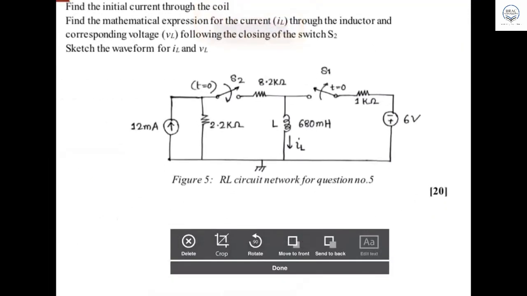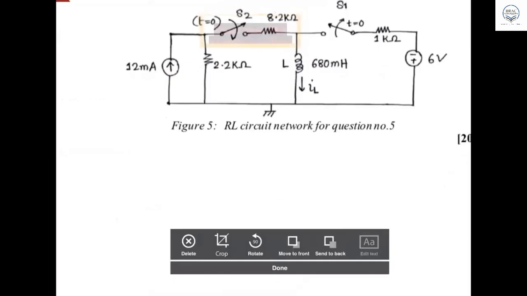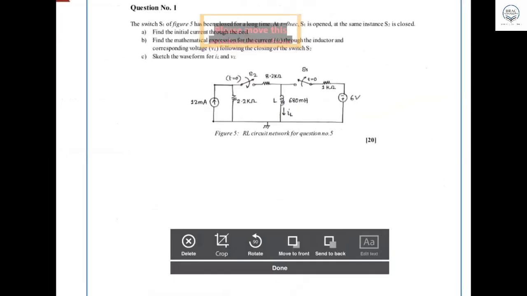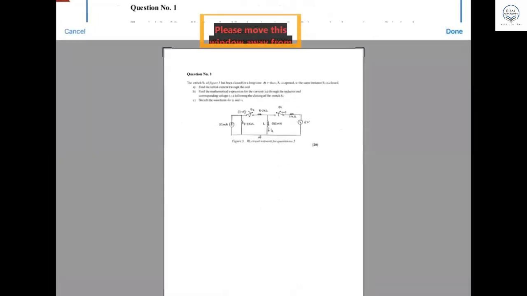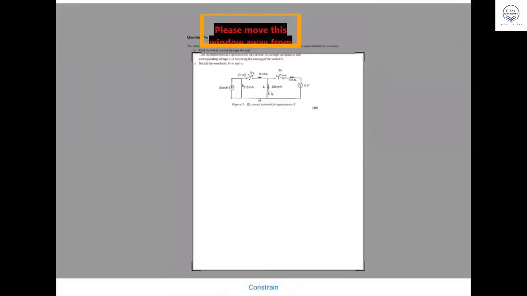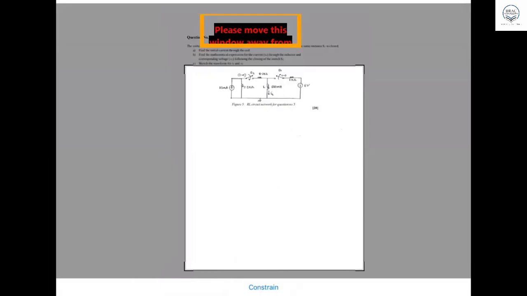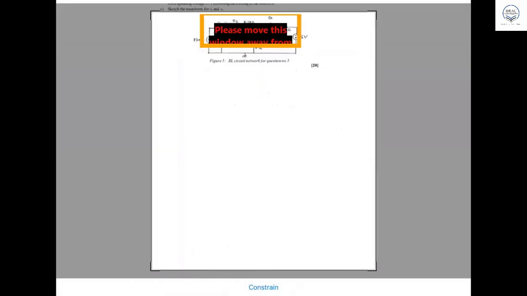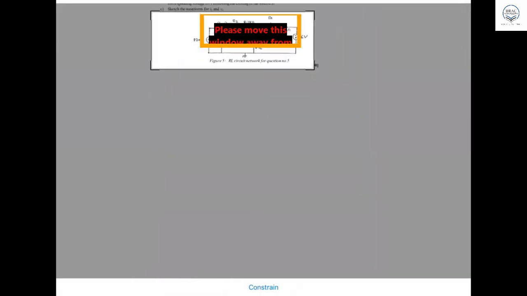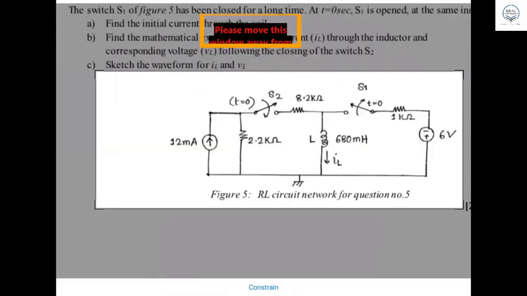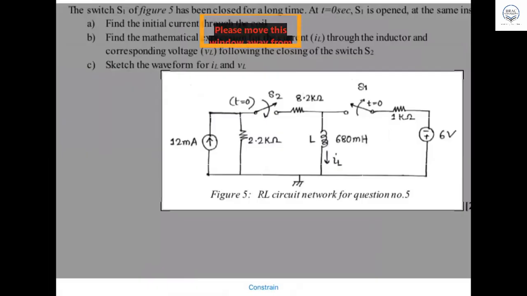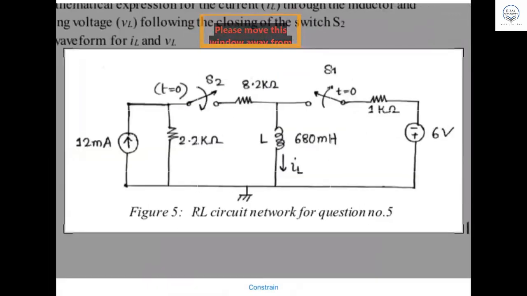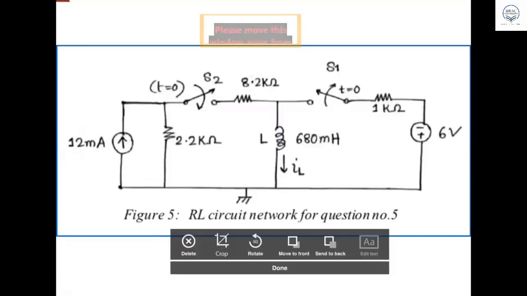And just forget about all these things, what is written there. Just a minute, I'm cropping it. There's a crop. I'm just giving you this part of the question. Nothing, forget about everything. Okay, just like this. I'm showing you like this. Okay, that's it. Now this is the problem.